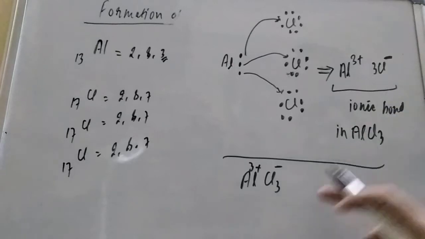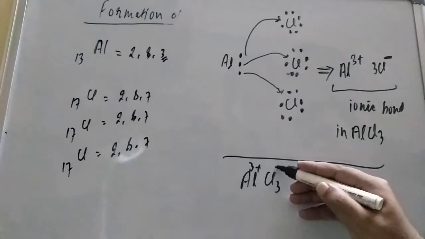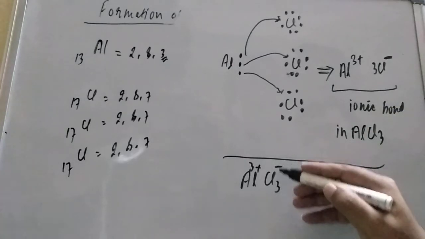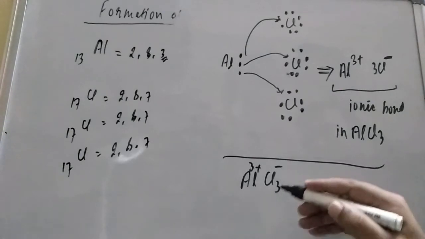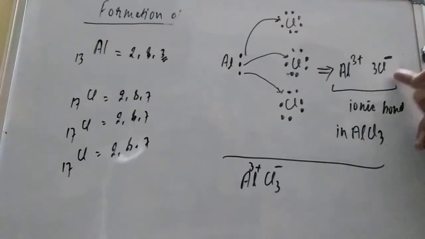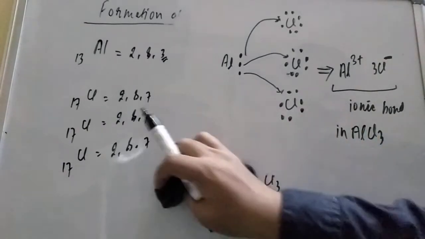If you are representing it, it is the 1 negative charge multiplied by 3. Otherwise, what we can do here, student, the best representation for the ionic bond in AlCl3 is this. So there is no need to represent it like this; you can represent this one.